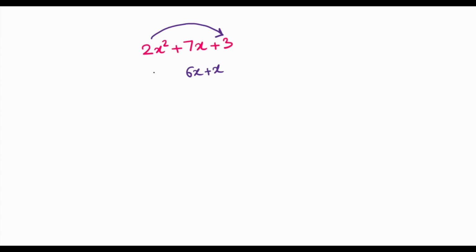It's very simple factorization of a quadratic equation. So 2x squared plus 6x plus x plus 3, and let's first take 2x common from the first two terms. This will give me x plus 3. Then taking 1 common from the last two terms, we will have x plus 3 inside brackets.